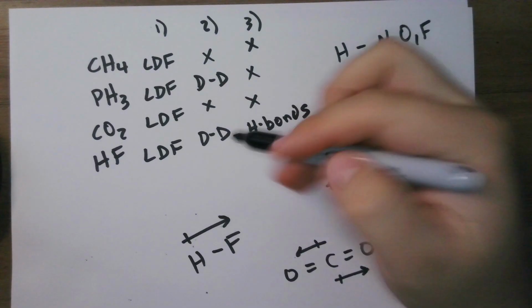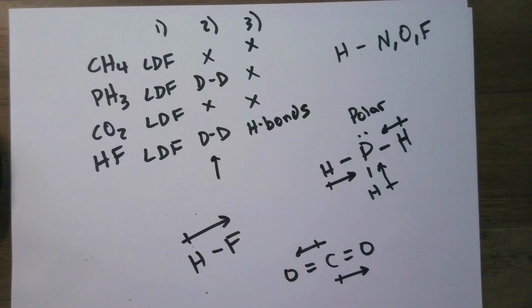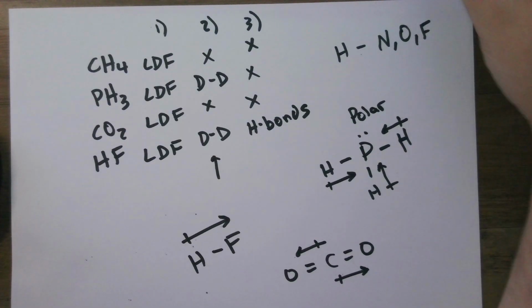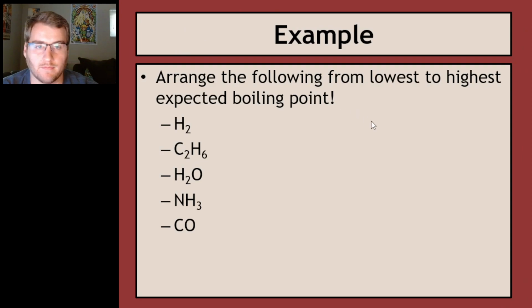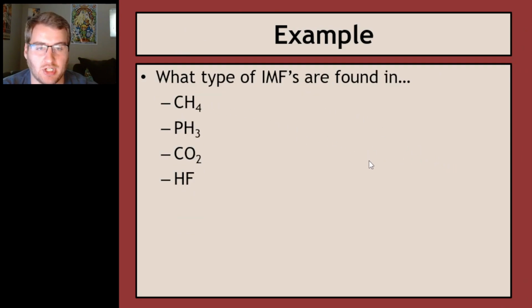The hardest one to determine is definitely if it's polar or not, but we learned how to do polarity, and hopefully we're all experts or approaching expert status on figuring out if something's polar or not. It's very important. Okay. So those are the types found in each of those.